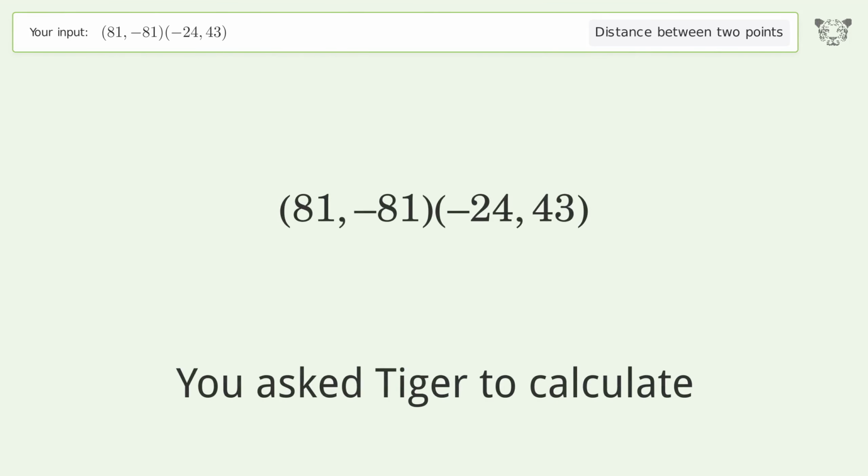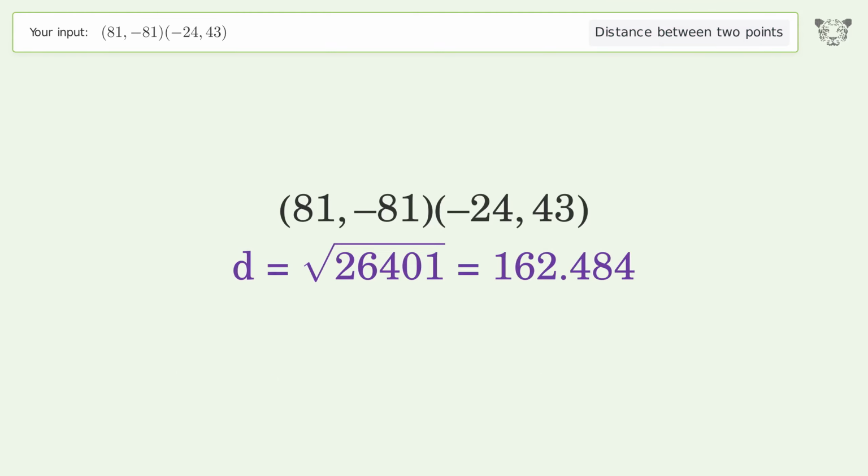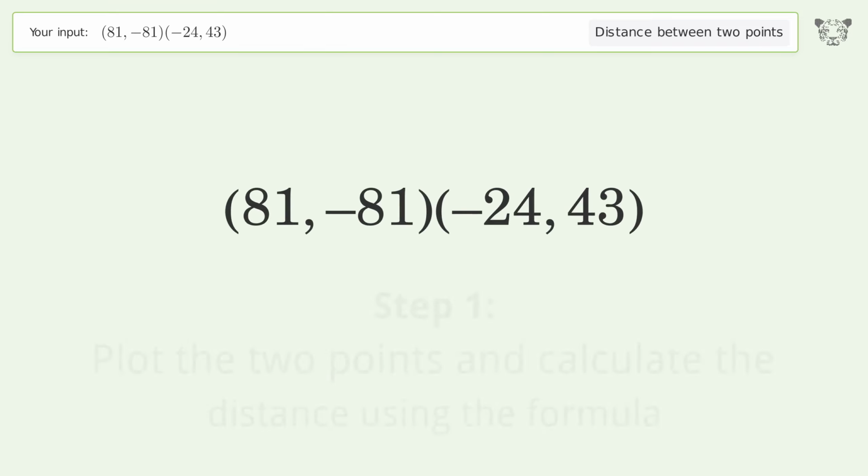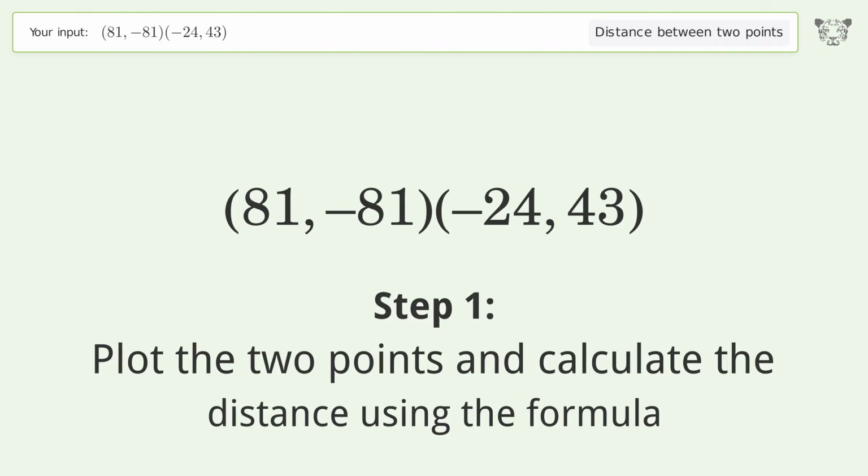You ask Tiger to calculate. This deals with the distance between 2 points. The distance between the 2 points is the square root of 26,401 or 162.484. Let's solve it step by step. Plot the 2 points and calculate the distance using the formula.